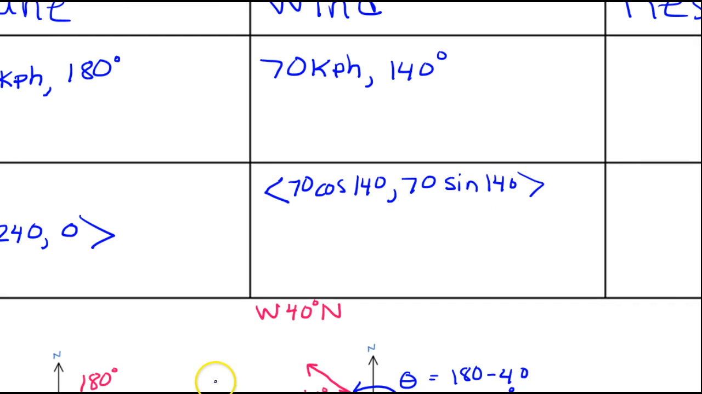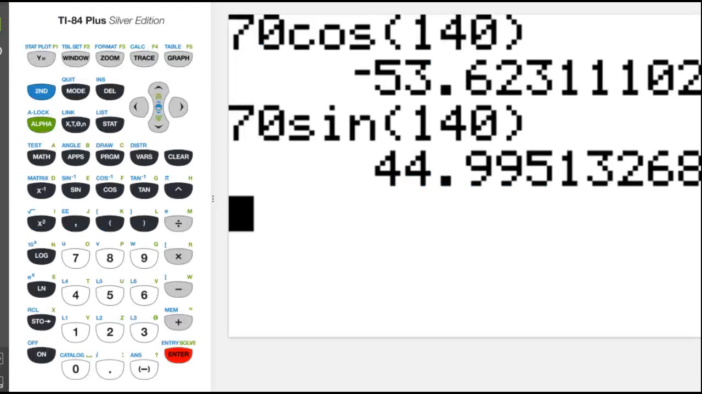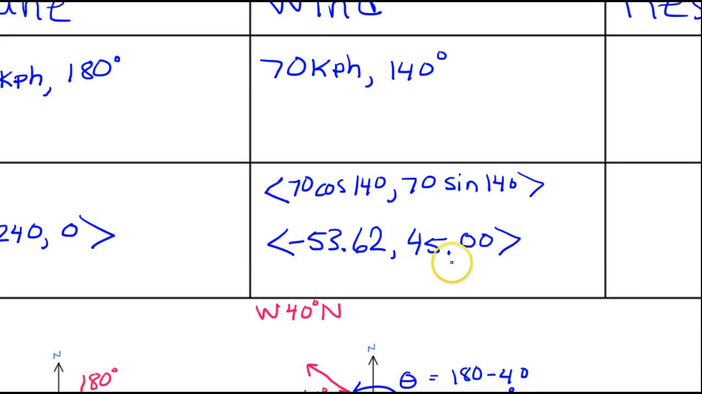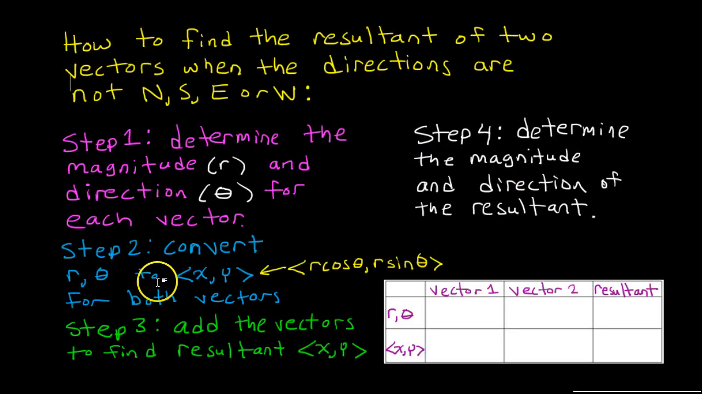So I can evaluate this using a calculator. And here you go. So I have negative 53.62 and I have 45.00. I have to round up, so because this is 99, this is going to roll over to 45. Okay, so here's my component form for the wind. So that's it for step 2.